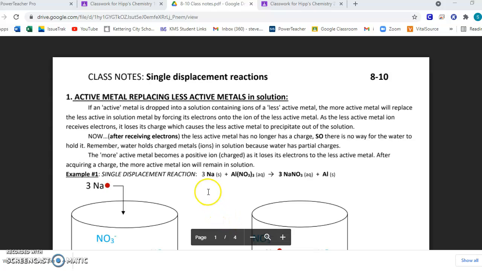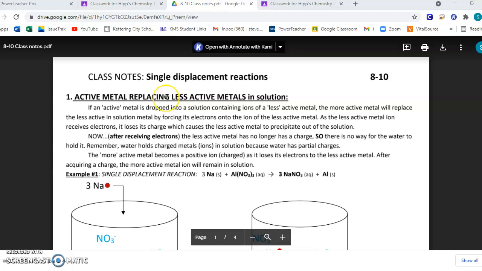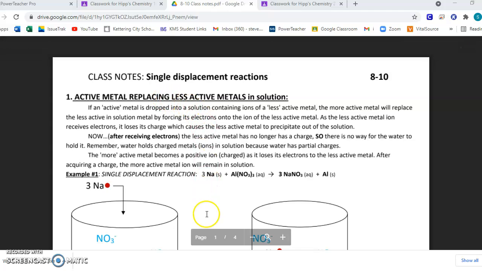So with that said, let's talk about how to draw what is going on in single displacement or single replacement reactions. In this particular first reaction that we're going to be looking at, it involves active metals replacing less active metals. We did a lab where we looked at which metals were more active than others. We created an activity series during that lab. Activity series reveals which metals are more active than other metals.